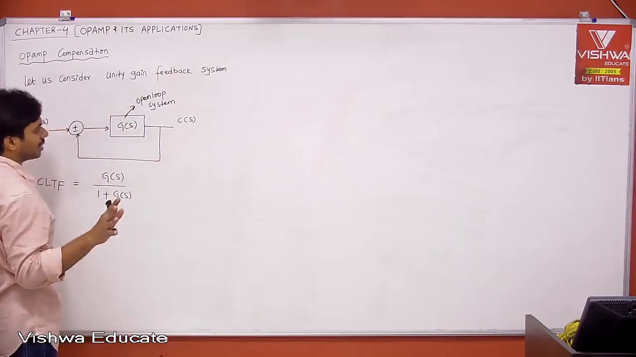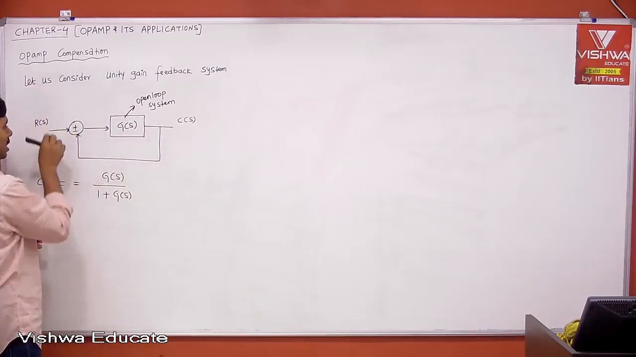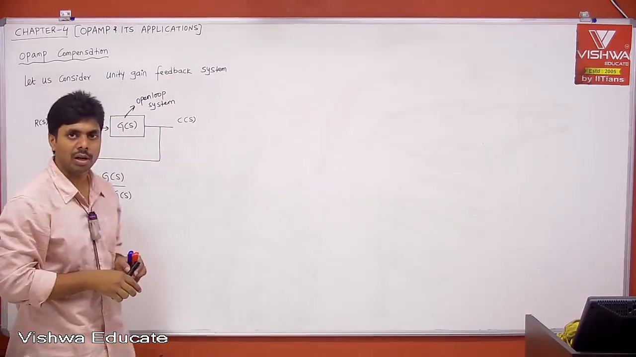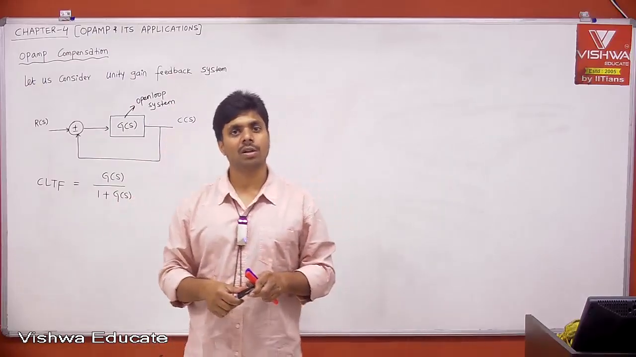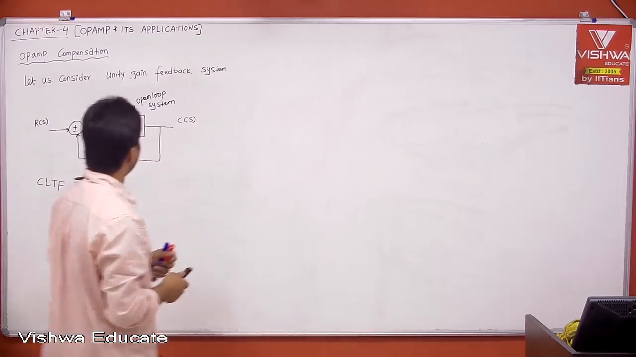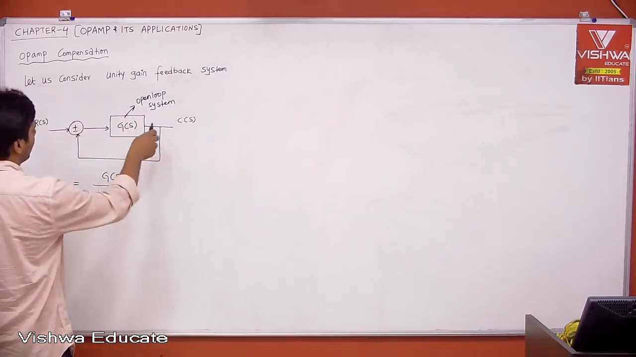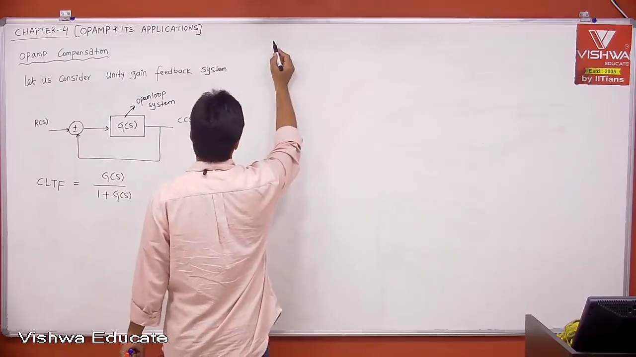Doesn't matter, because if a system is stable, at every node you consider in the system, all the signals at every node are bounded. If that is the scenario, then practically you may not always have unity gain feedback. Then what to do? Then let us say you have H of S, right?